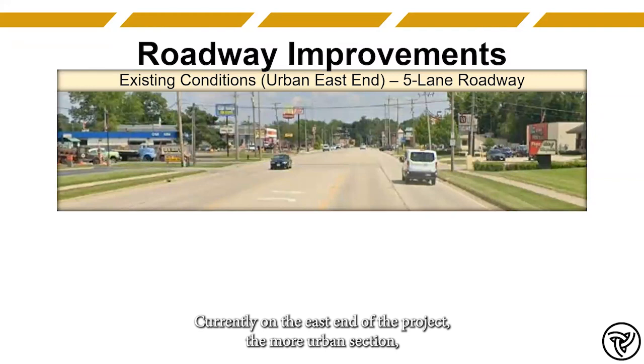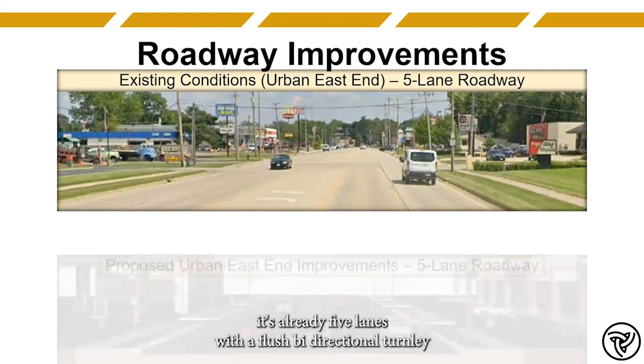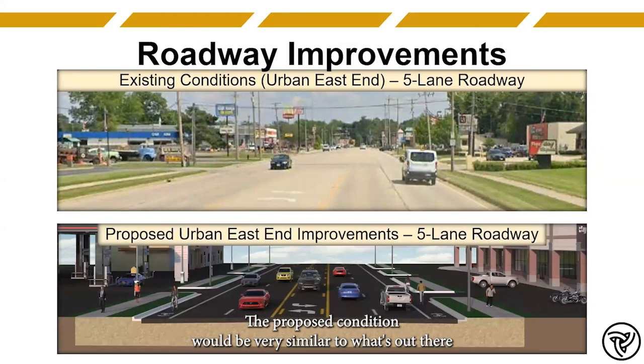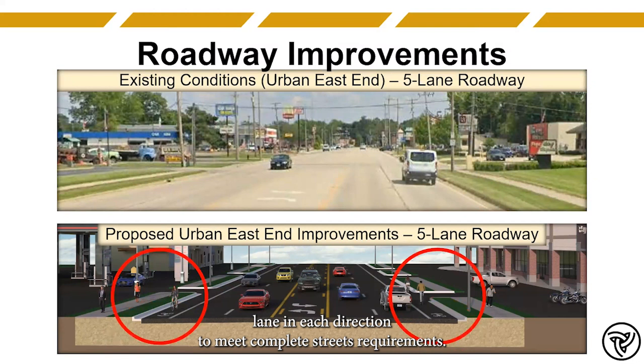Currently on the east end of the project, the more urban section, it's already 5 lanes with a flush bidirectional turn lane. The proposed condition would be very similar to what's out there now, but with new, slightly wider pavement to accommodate the addition of the bike lane in each direction to meet complete streets requirements.